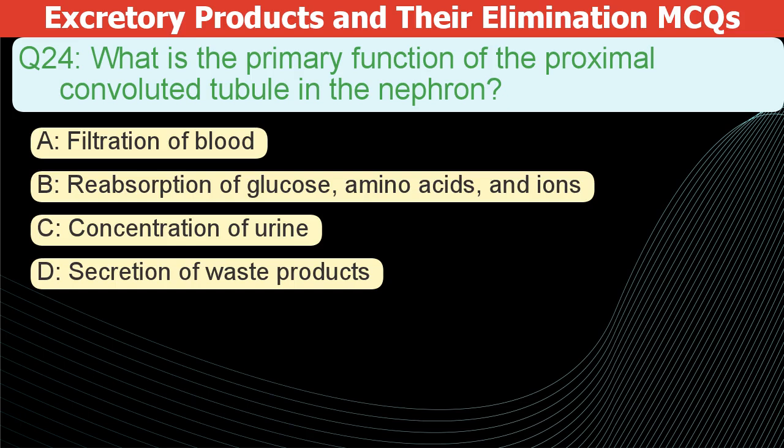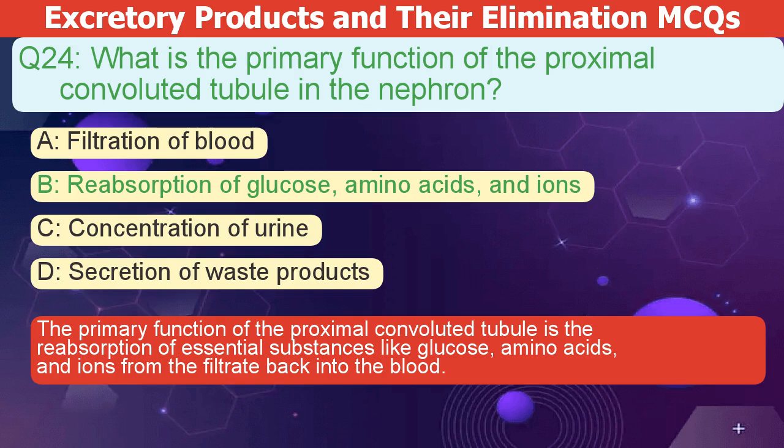What is the primary function of the proximal convoluted tubule in the nephron? A. Filtration of blood. B. Reabsorption of glucose, amino acids, and salts. C. Concentration of urine. D. Secretion of waste products. The correct answer is B. The primary function of the proximal convoluted tubule is the reabsorption of essential substances, like glucose, amino acids, and salts, from the filtrate back into the blood.